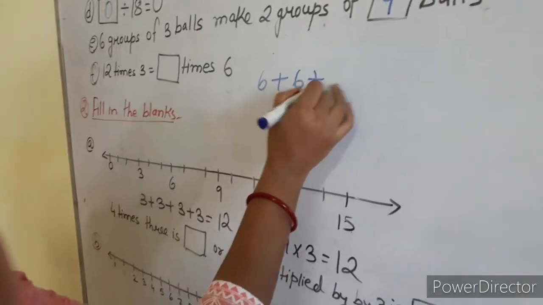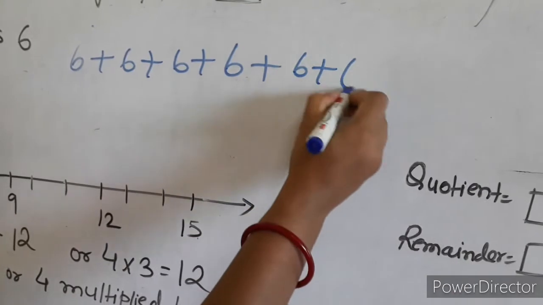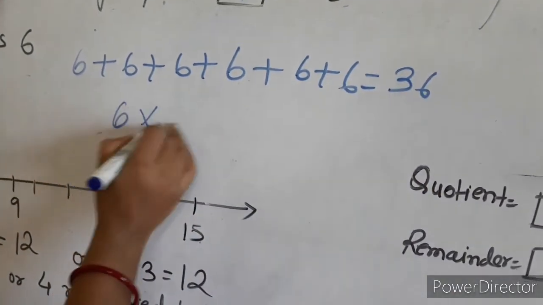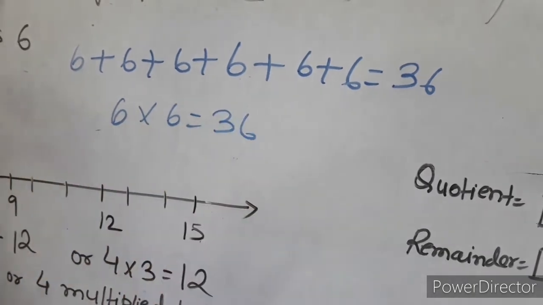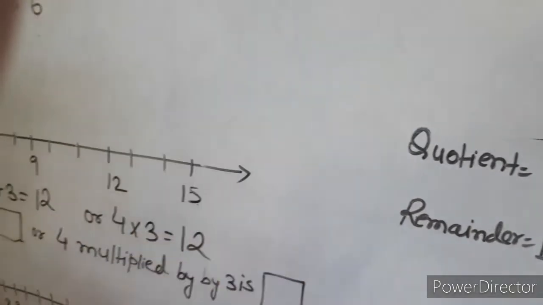6 plus 6 plus 6 plus 6 plus 6 plus 6, it will be 6. Or you can write 6 into 6 is 36. So here the answer will be 6. Like this way you can do.